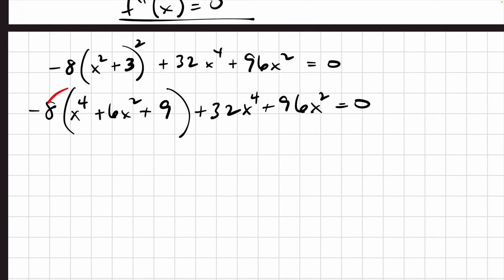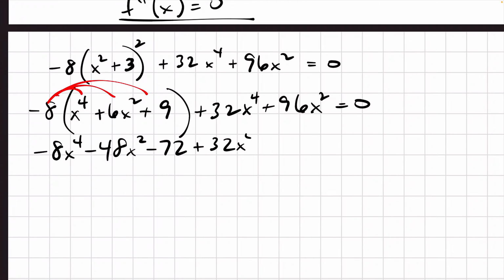Okay. Now we can distribute. 48 minus 72... 24x. Combine like terms. 24x to the fourth plus 48x squared minus 72 equals 0.